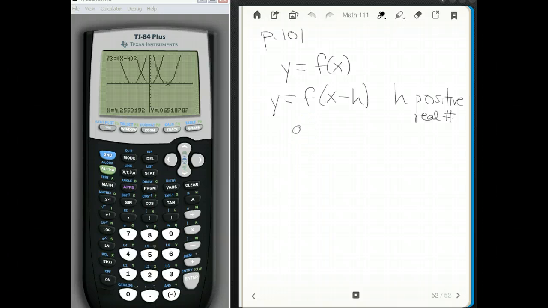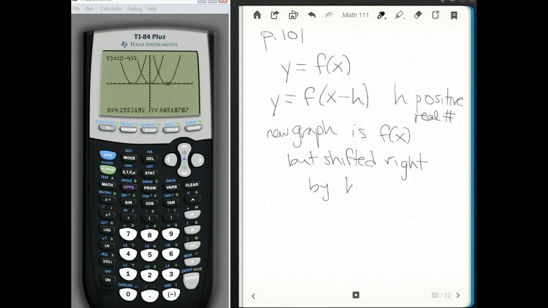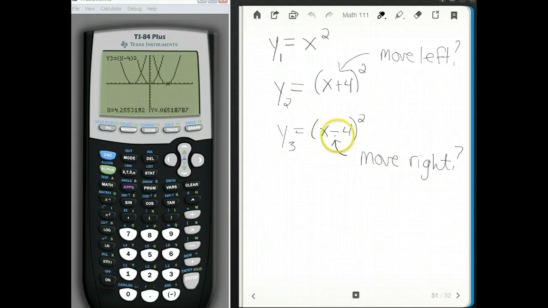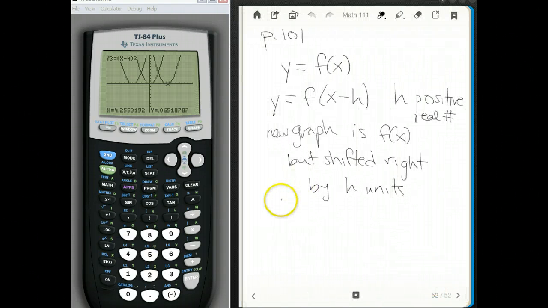When we have this, the new graph is the same shape. It's the graph of f of x, but shifted right by h units. And that's exactly what we saw on the previous one, right? When we subtracted a positive number directly from that x, we shifted the graph of x squared right by 4 units. So this x squared has been moved right by 4 units when we subtracted 4 directly from the x immediately. Okay, good.